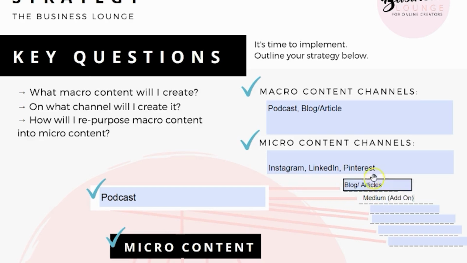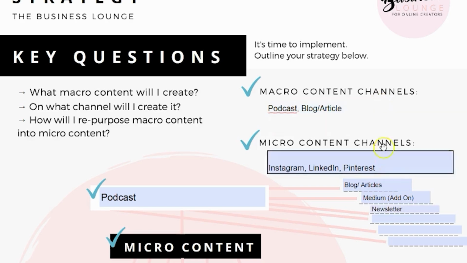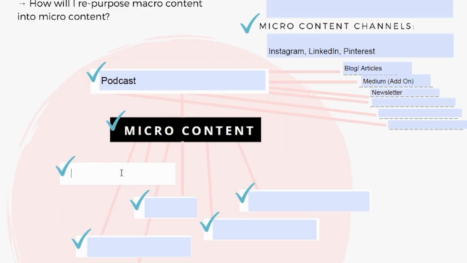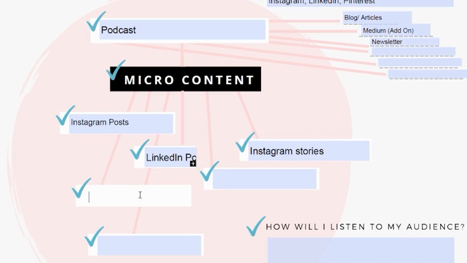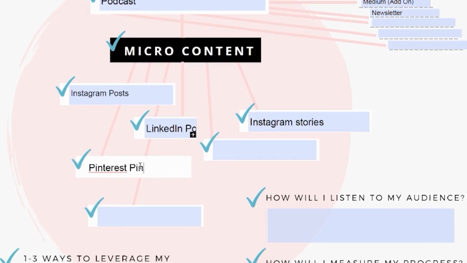Now, if you have something else, like let's say that you want to also share this in the newsletter, which I highly recommend that you do to your list. That's where you would have it here. And we can also add it up here so that we have clarity. Next, we're going to figure out our micro content. So we're only going to focus on Instagram, LinkedIn, and Pinterest, right? So Instagram, we're going to be sharing posts in the feed. We're also going to be sharing Instagram stories, and we're also going to be sharing LinkedIn posts. What else? We have Pinterest. We're going to be sharing Pinterest pins. And that is it. That is our micro content strategy. We're going to keep it simple and sweet.